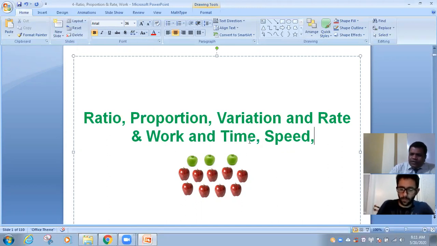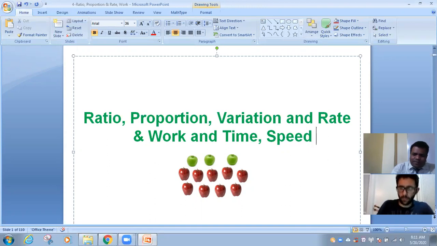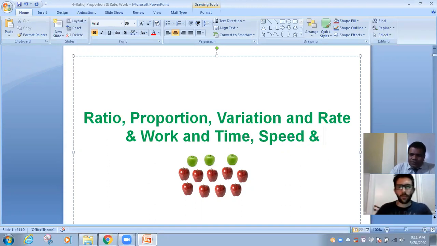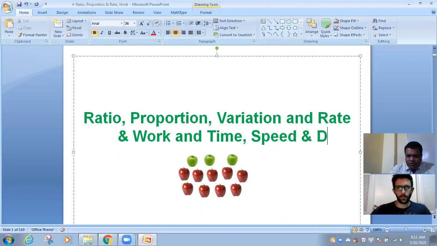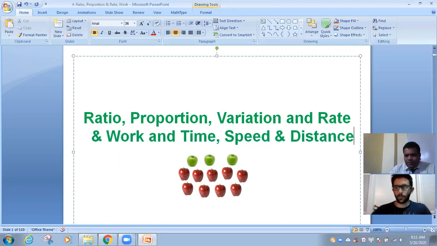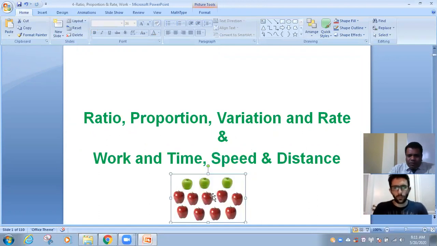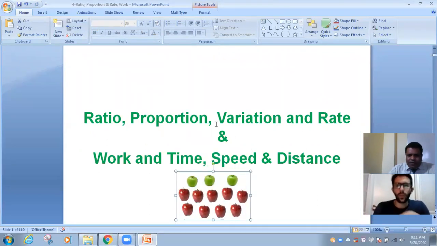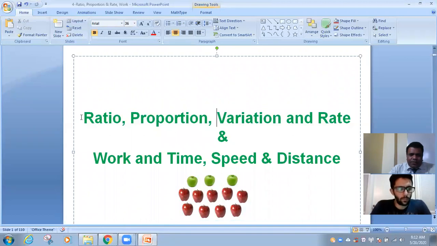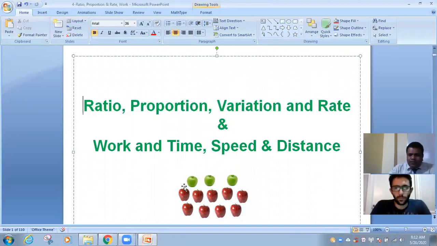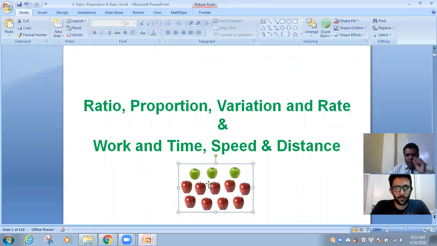So this topic is very interesting and very powerful. Here I'm going to use a variation approach. As I said, this topic is very interesting, very important. Anything not clear to you, just stop me, and until you get full clarity, don't move. The topic is ratio, proportion, variation, rate and work.